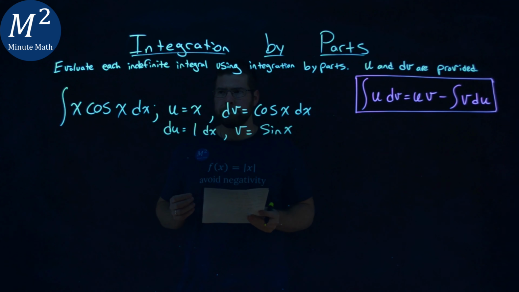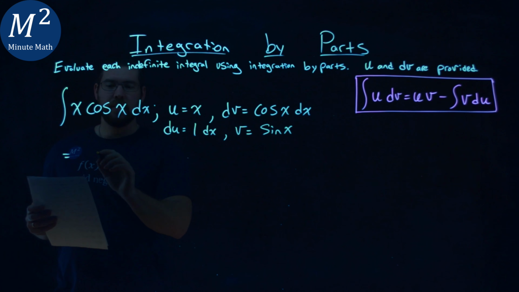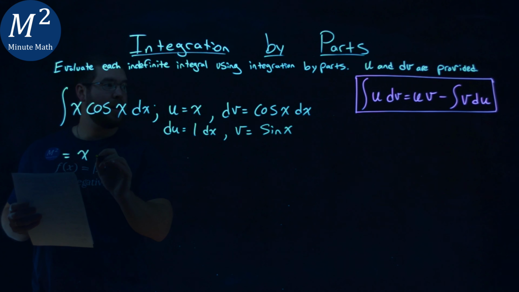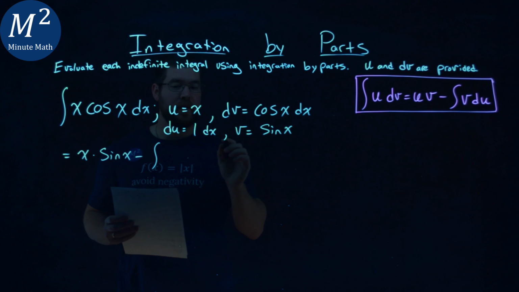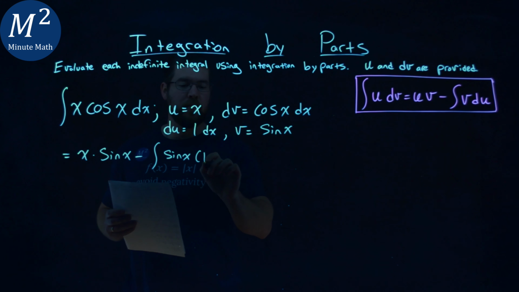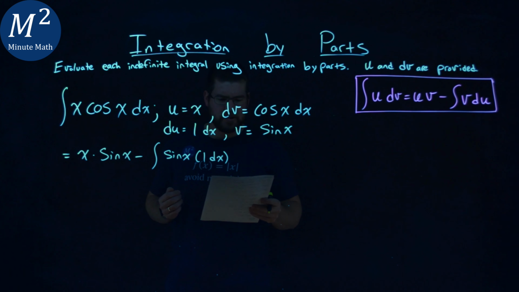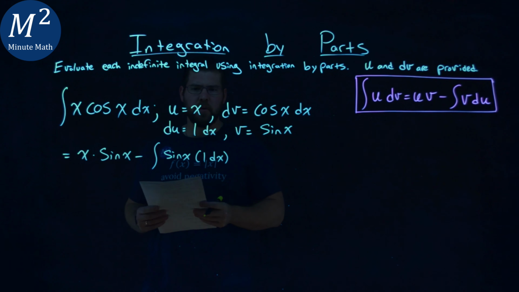So we have it all lined up. U, which is an x, times our v value, which is a sine of x, minus the integral of v, which is a sine of x, and du, which is a 1 dx. And this one actually now makes it a little easier. So we keep going.